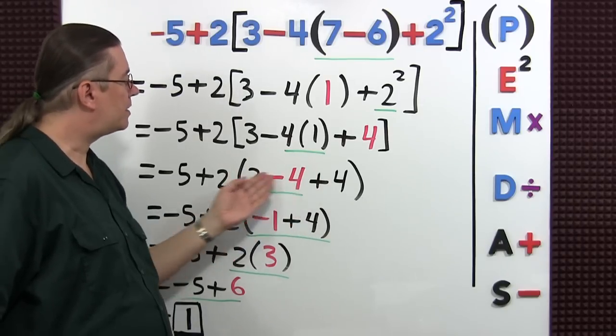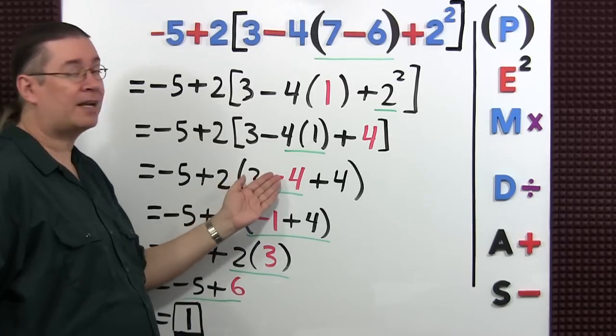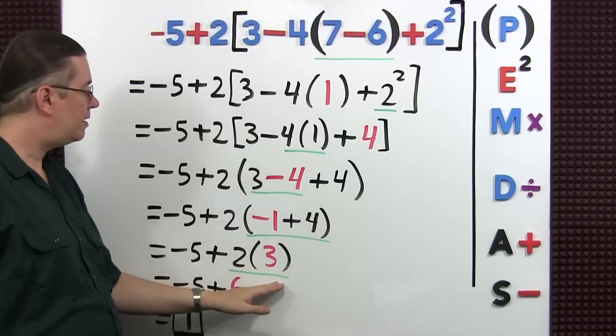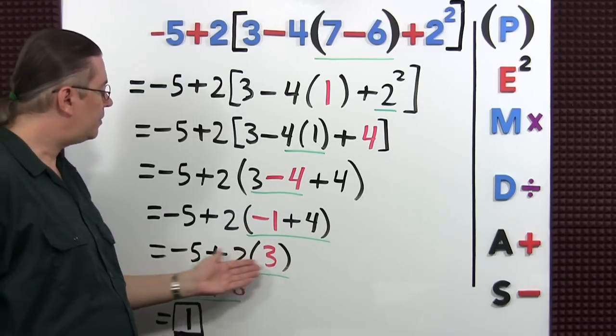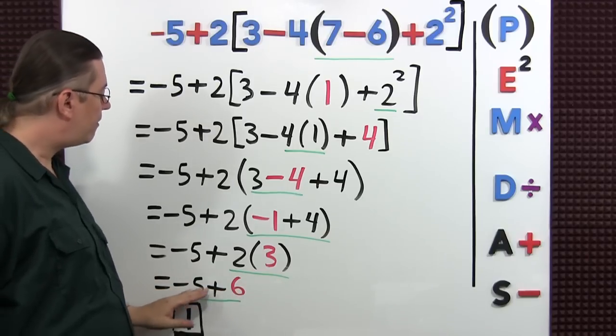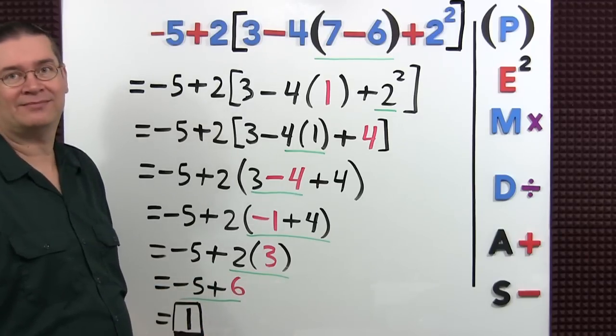We have the same order of operations, so go from left to right. 3 minus 4 is negative 1. Add 4, you get 3. Now we need to multiply. 2 times 3, you get 6. Negative 5 plus 6 is 1.